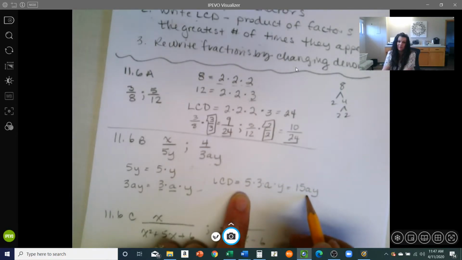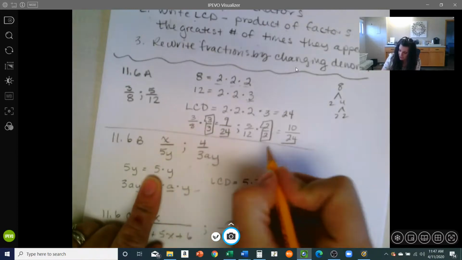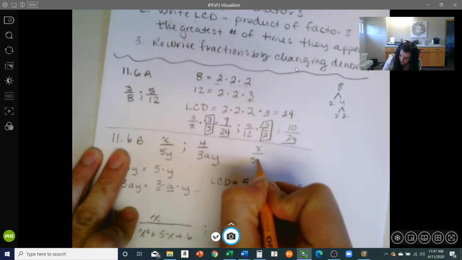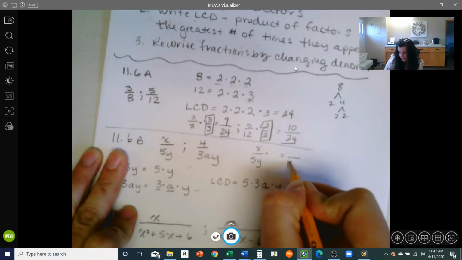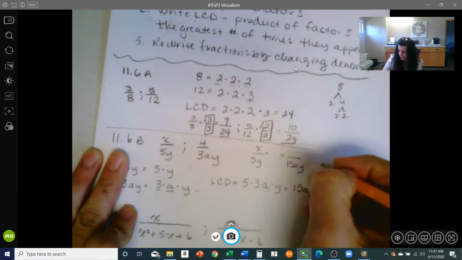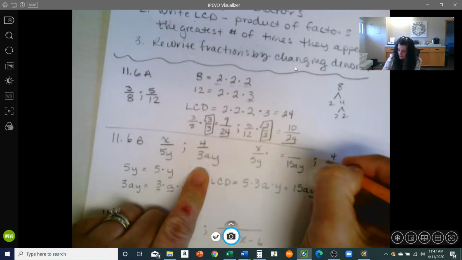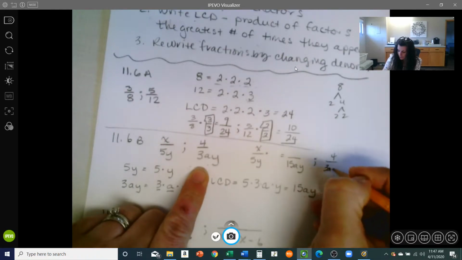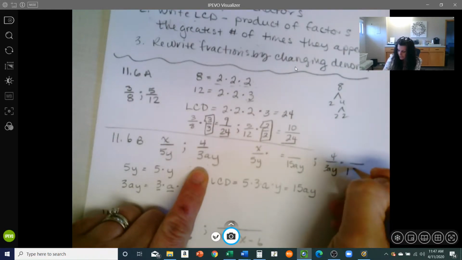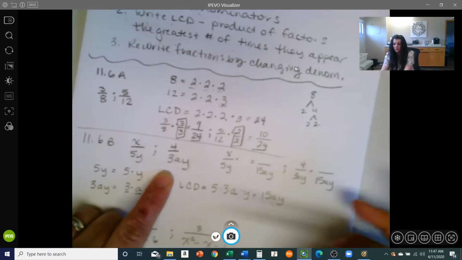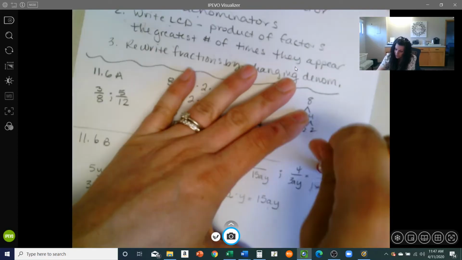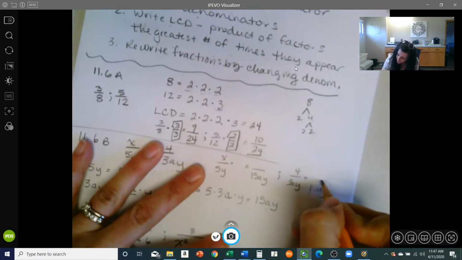So that tells me my goal for my new denominators. I want x over 5y to have the denominator of 15ay. And likewise, I want 4 over 3ay to have the denominator 15ay. So, I didn't give myself enough space.